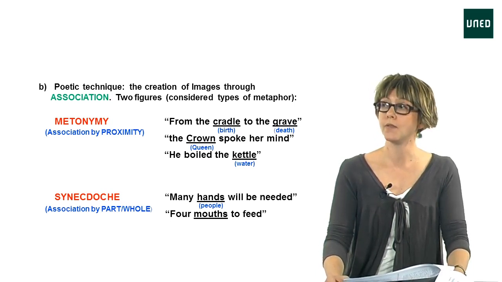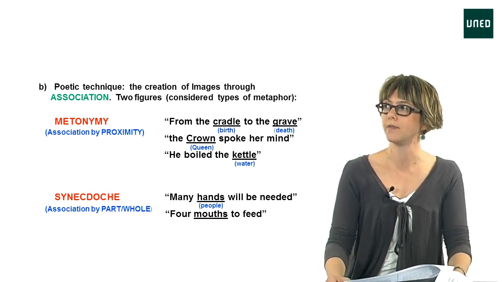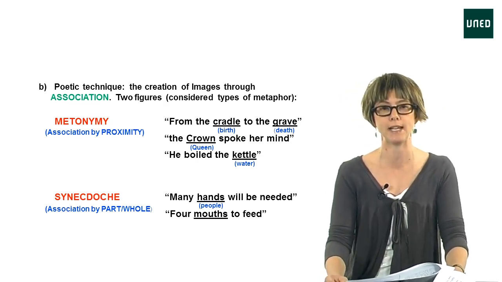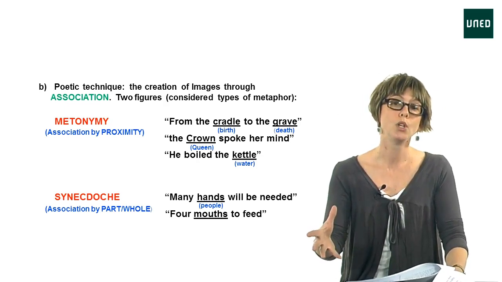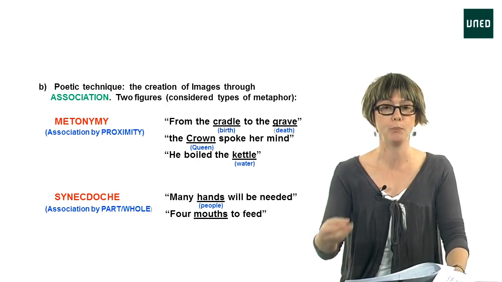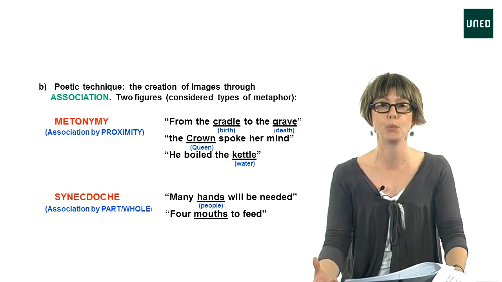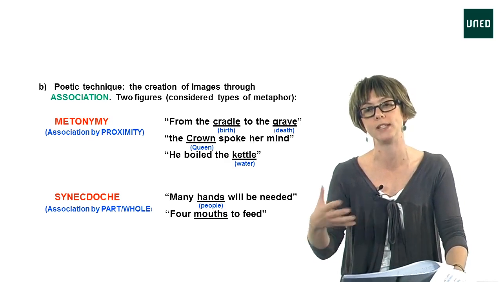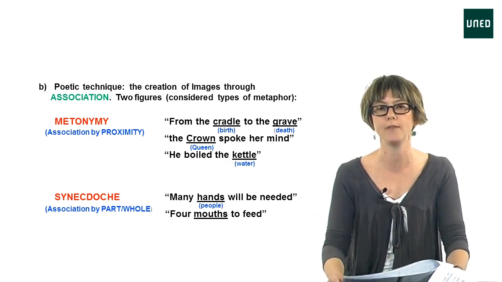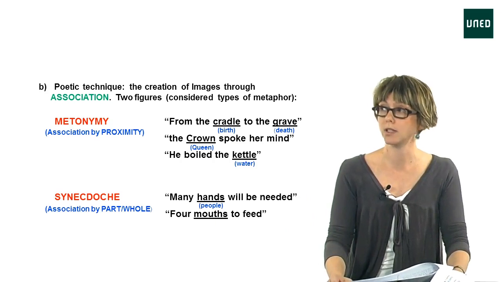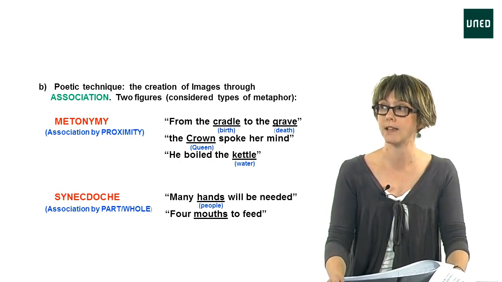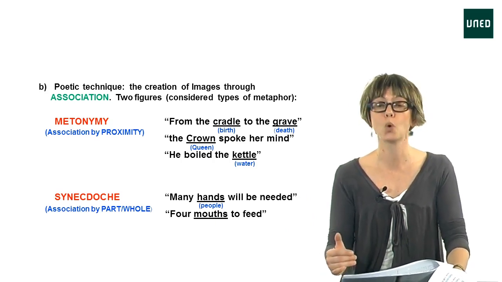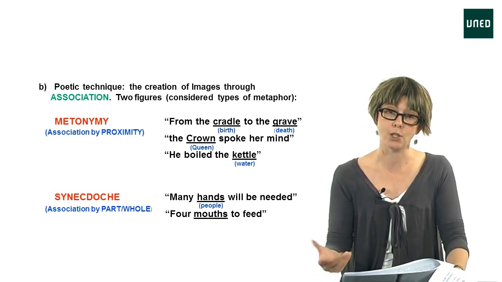Okay, in the first line, from the cradle to the grave, the cradle and grave are metonymies because they associate to the tenor, birth and death through proximity. Okay? When we are born, we lie in a cradle. When we die, we lie in the grave. The crown spoke her mind. In this case, the crown will be a metonymy because it relates to the tenor, queen, by proximity.